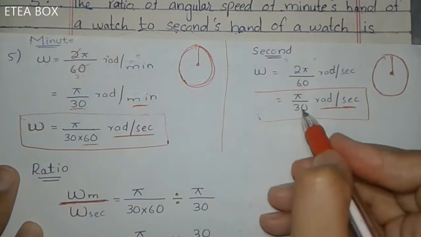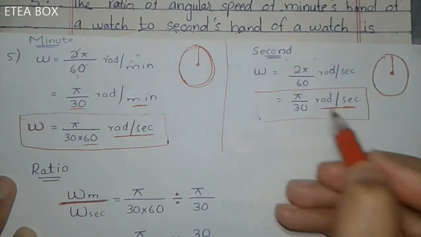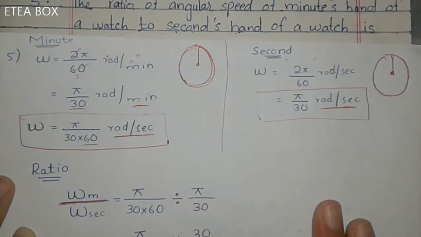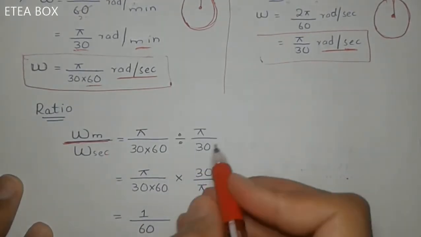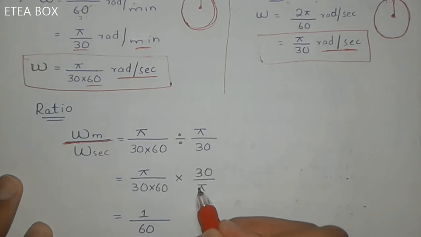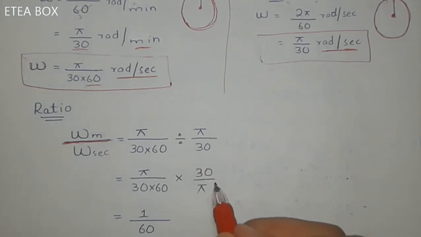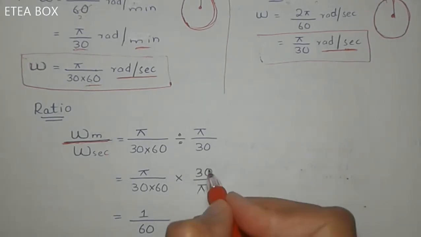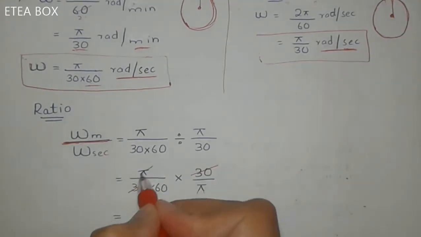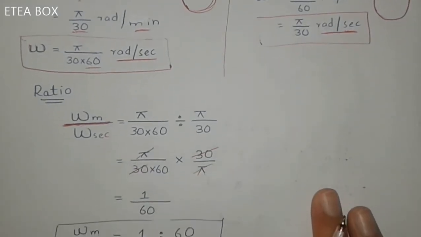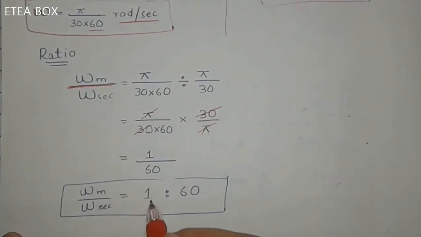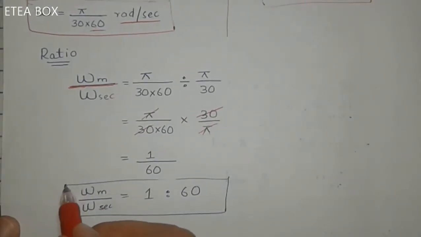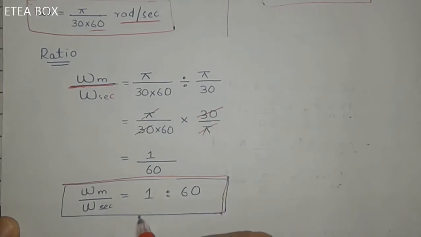Okay, and put the angular speed of the second hand. It's pi by 30. Now what you have to do is just convert this division sign into multiplication, and this one will be like 30 divided by pi. When we convert division into multiplication, it becomes like this. So this 30 will cancel this one and pi will cancel this pi. The answer will be 1 divided by 60, or we can also write it like 1:60. So the ratio of angular speed of the minute hand to the second hand is 1:60.